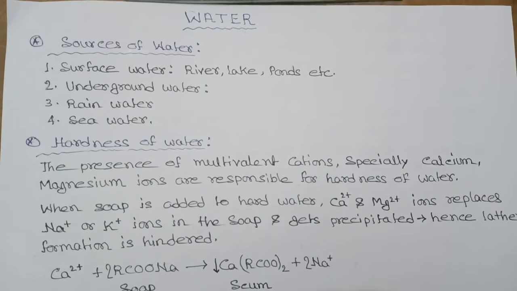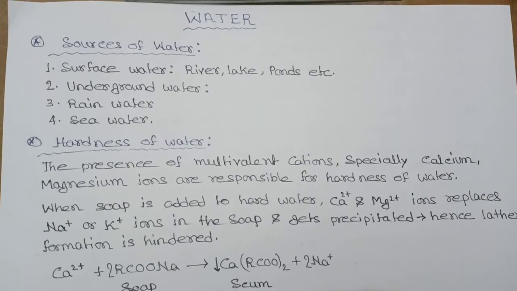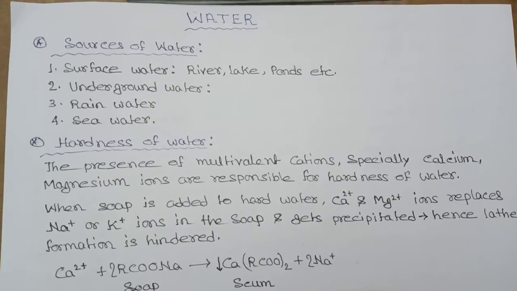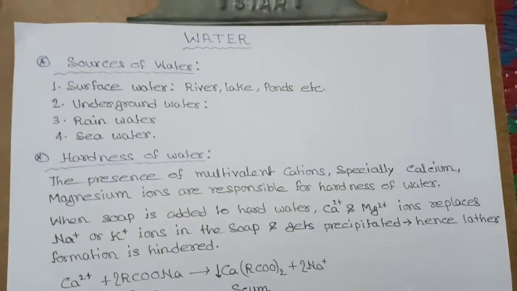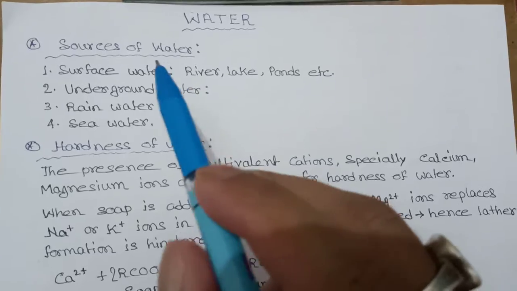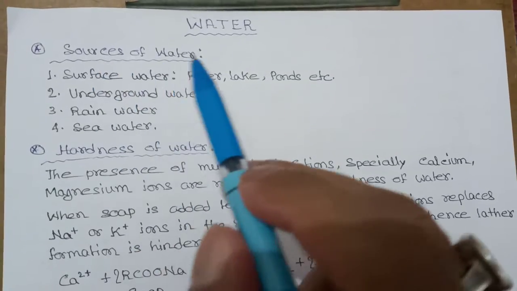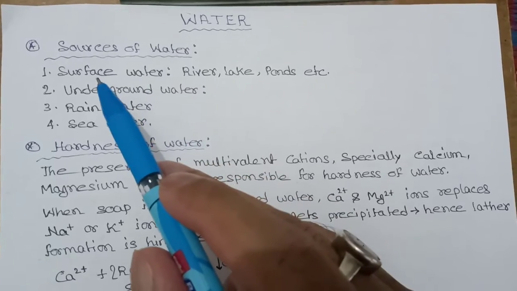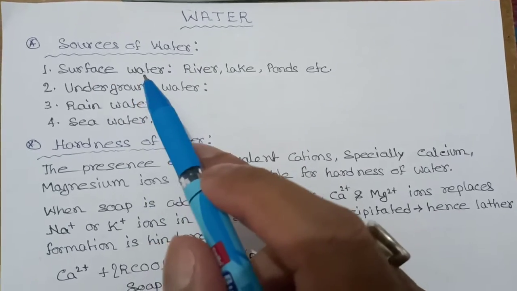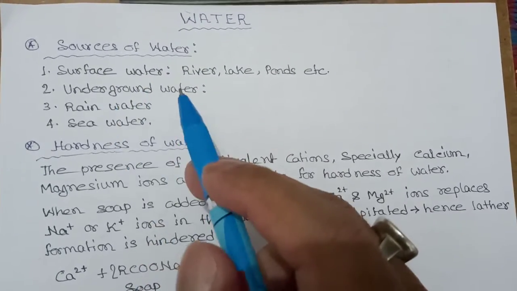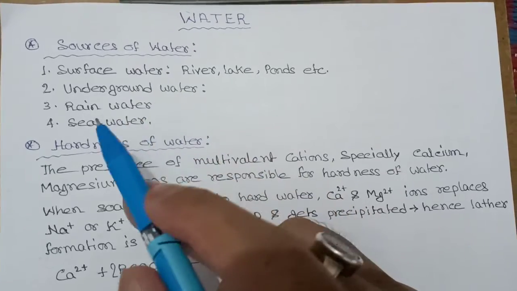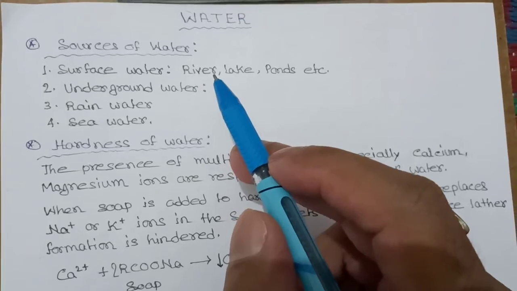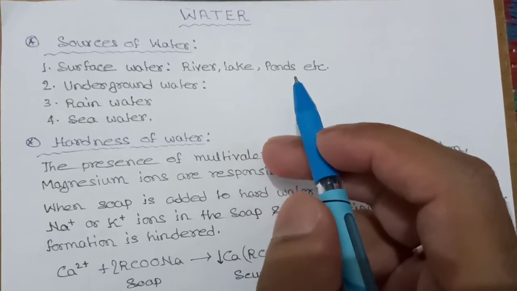In my previous lecture, I discussed corrosion chemistry. Today I will discuss water chemistry. First, we will see some sources of water. There are several sources. The first are surface water, underground water, rainwater and seawater. And surface water may be from a river, lake or pond, etc.